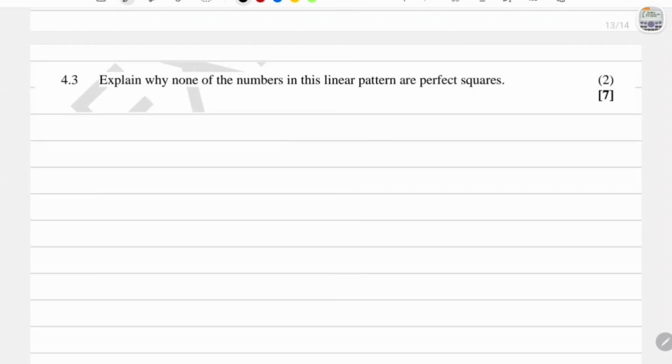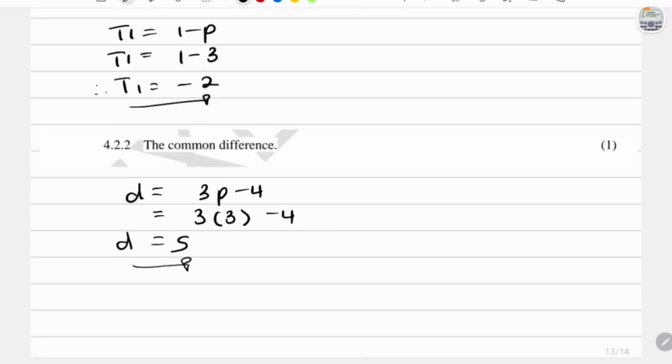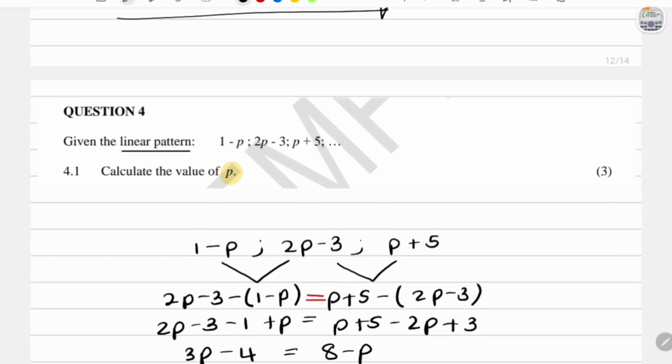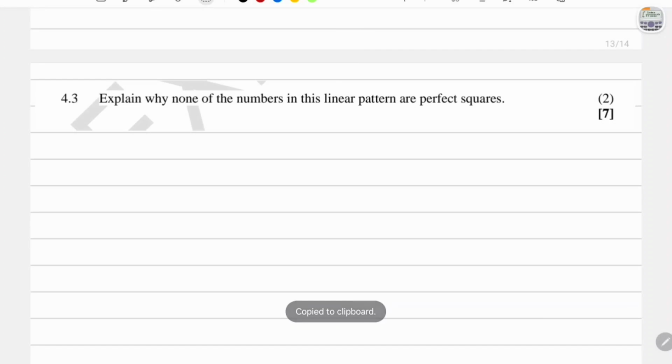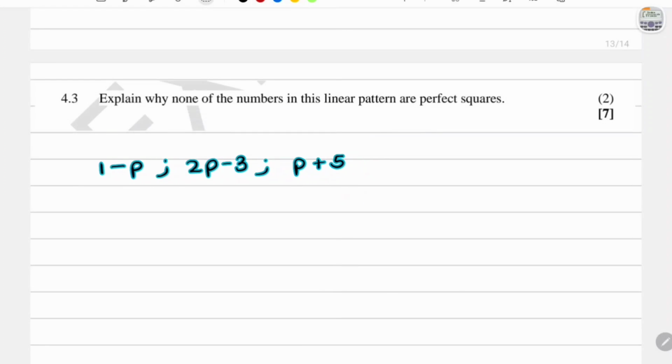Okay, so now we're on the last question, 4.3. And 4.3 says, explain why none of the numbers in this linear pattern are perfect squares. Okay, so why none of the numbers in this pattern are perfect squares? So we're going to just have to fill in what these are. So I'm going to go ahead and fill it in so that we can get the pattern. I don't think we have to write this out, but we can.